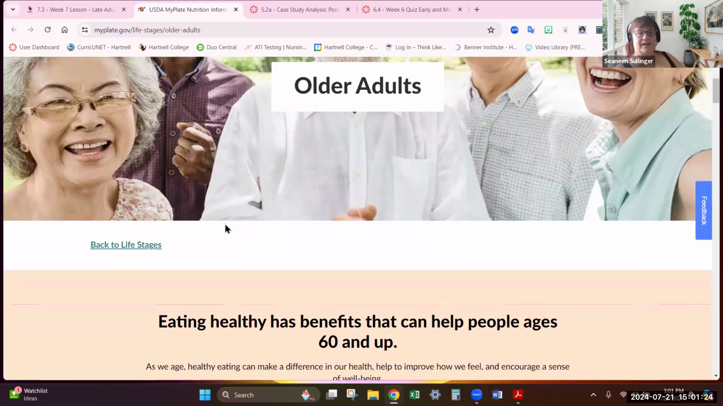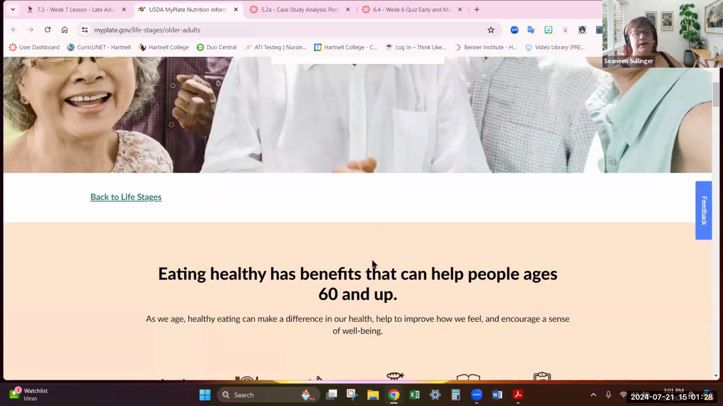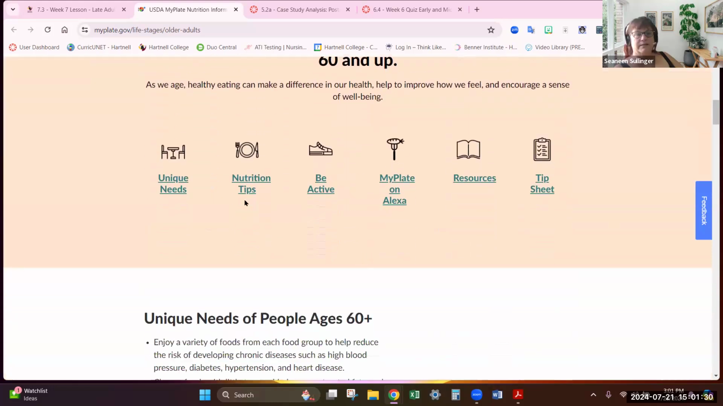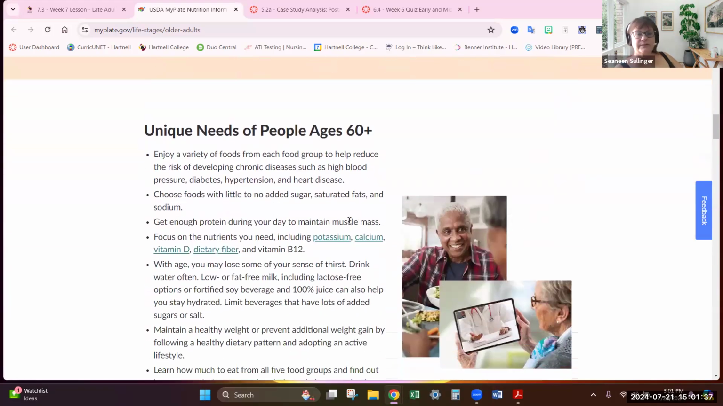And so you can look here. It also has the other life stages available, and telling people to be active. Ooh, you can do My Plate on Alexa. Cool. And it's still vitamins, folic acid we need.